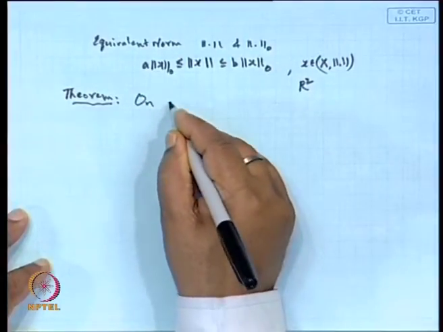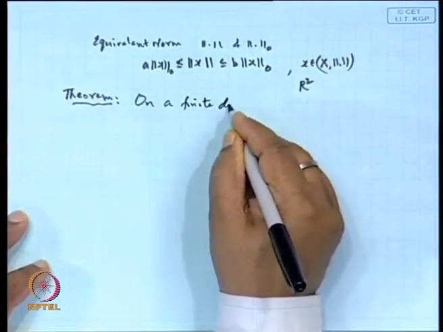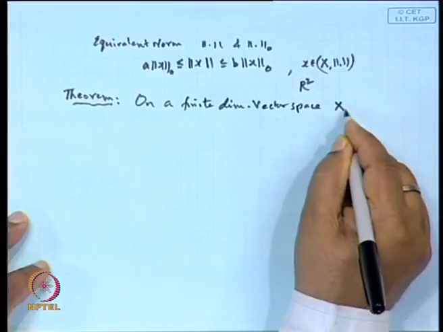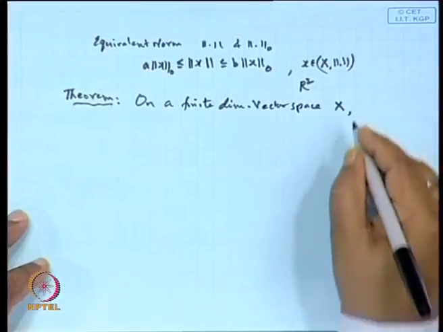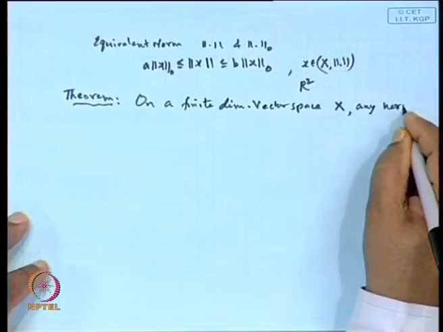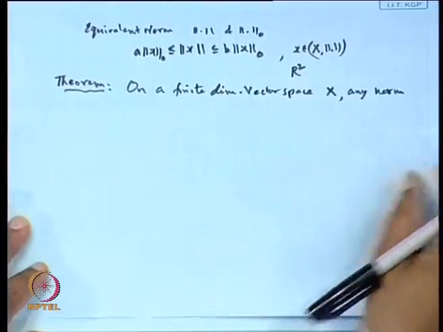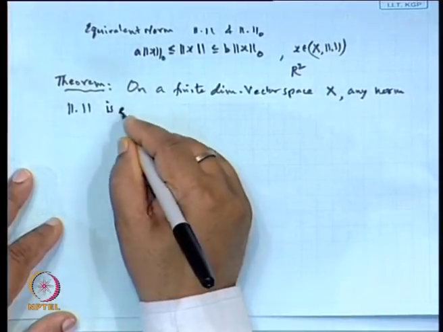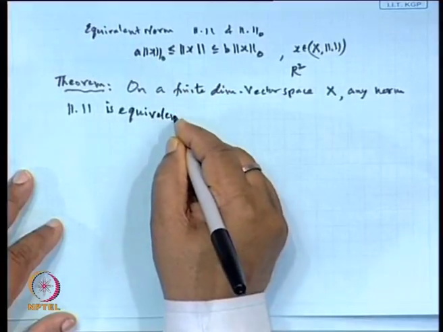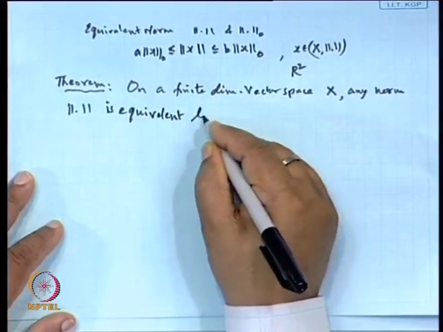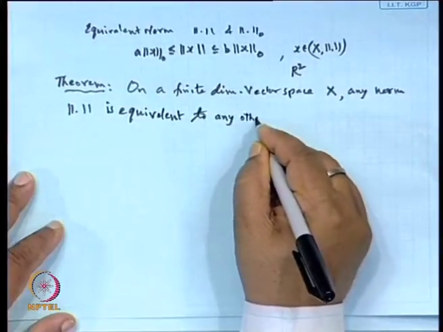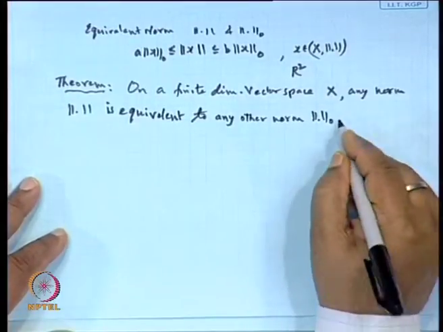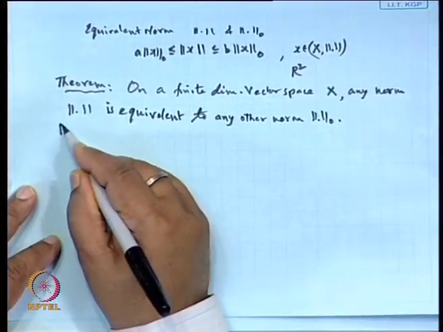So, on a finite dimensional vector space X, any norm, that is norm of this, is equivalent to any other norm, that is norm 0, defined on it. So, this is a general result.